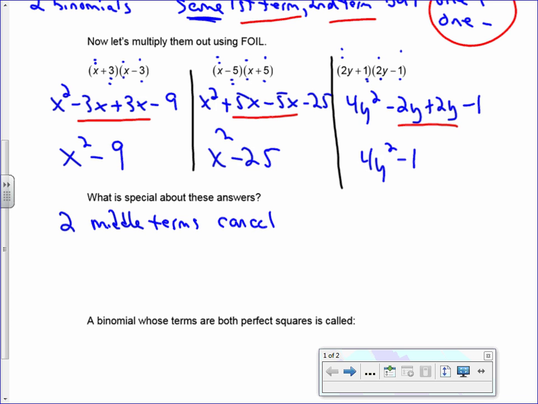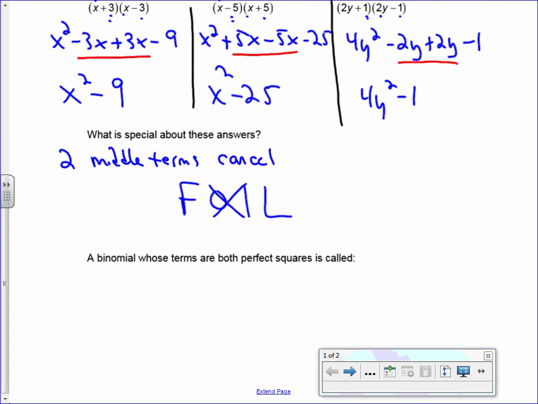Okay, so since we know this is going to happen from the beginning, we can save ourselves a little bit of time and effort. Those of us that are using the FOIL method can just skip over the outer and the inner, because every single time they're going to cancel out. And we can just do first times first and last times last. When we do this, you'll also notice that the first term turns out to be x squared, or in this case, 2y squared, which gives us 4y squared. And our last terms, 9, 25, 1, are perfect squares. We had that list of perfect squares we were supposed to memorize before.